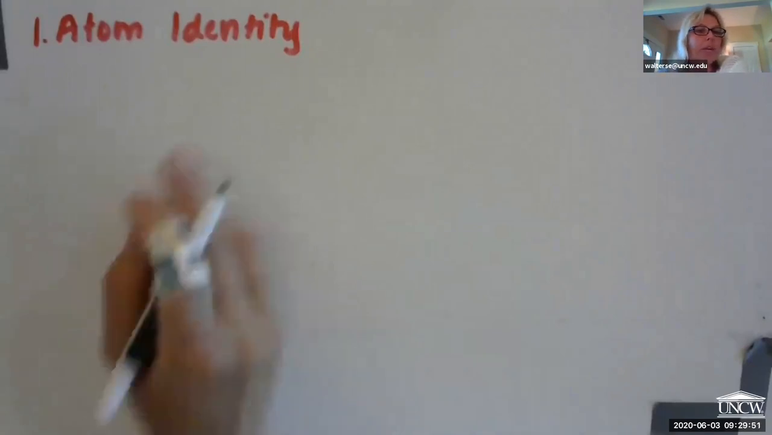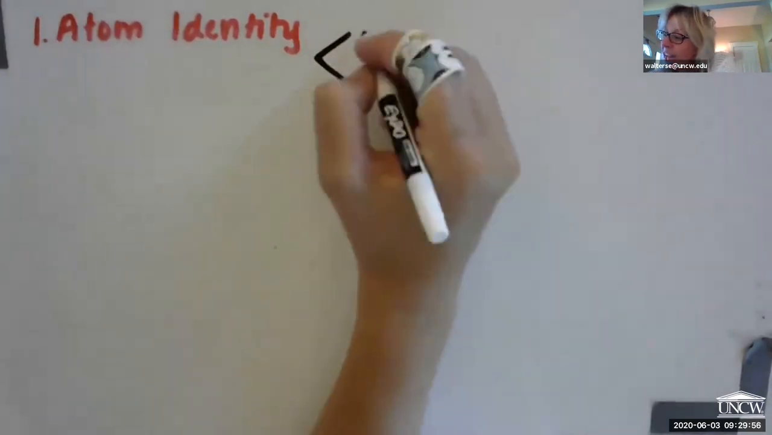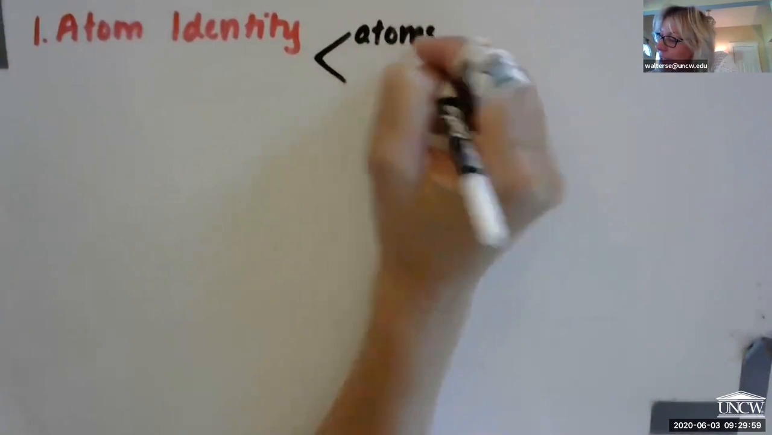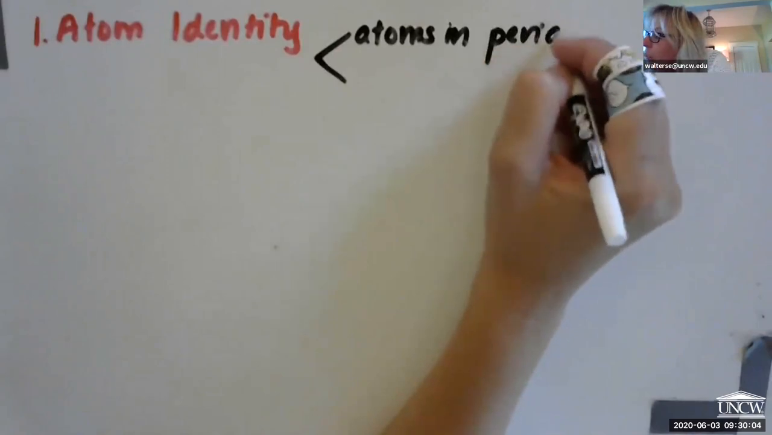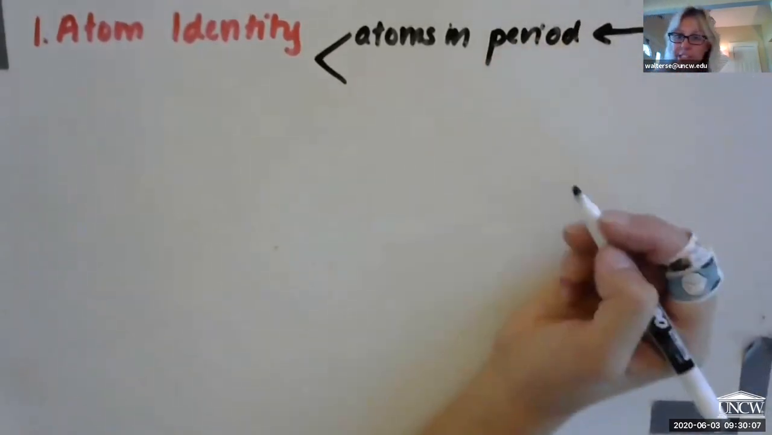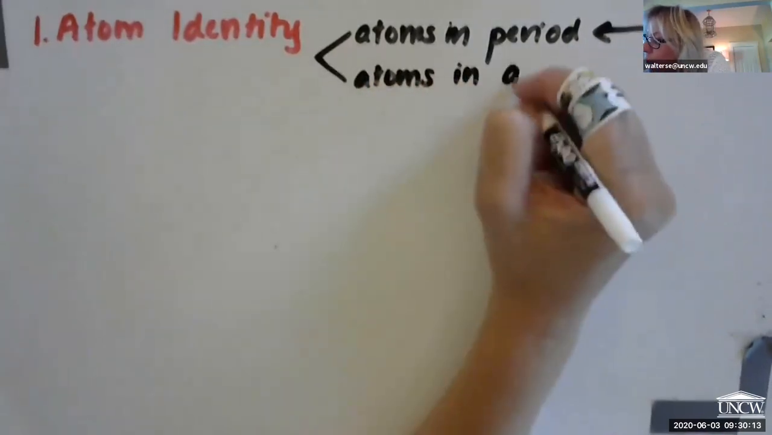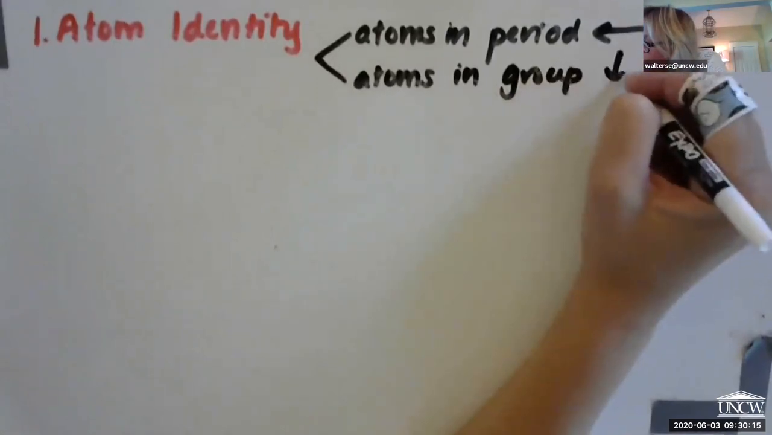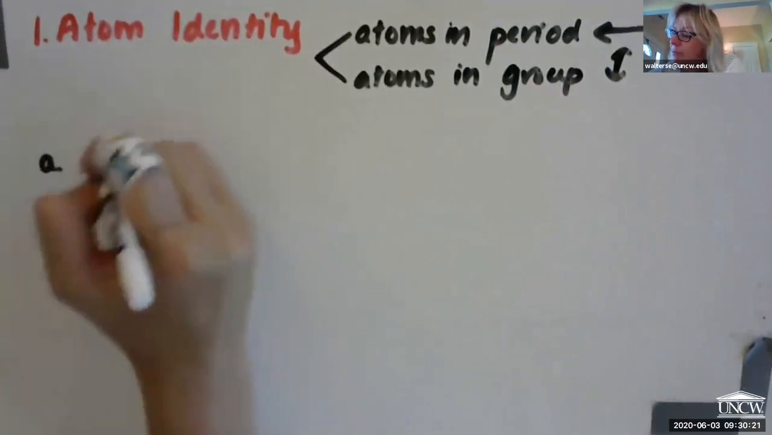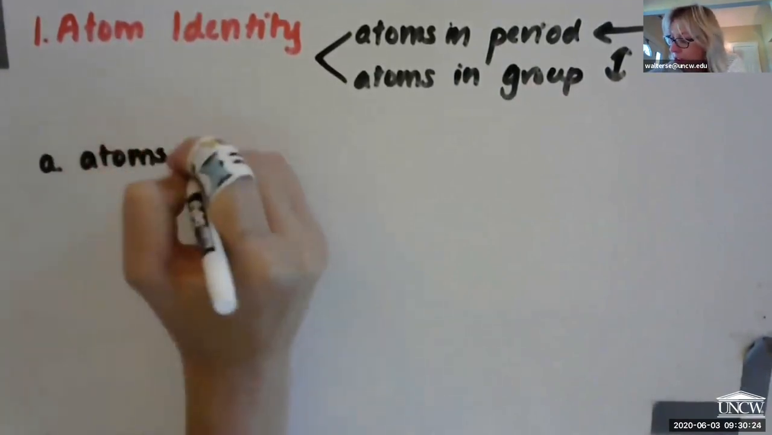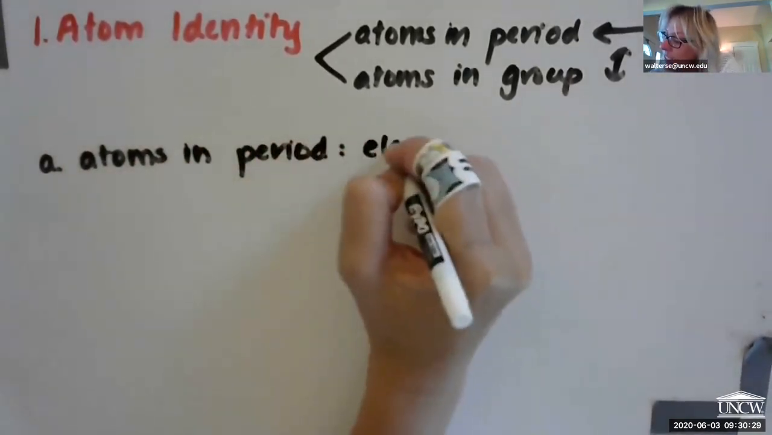So when we use atom identity and we're comparing two atoms, we have to figure out if the atoms are related in the same period, which would be left to right across the periodic table, or if the atoms involved are in the same group, which would be up and down. Okay. So when we look at atoms in the period, the trend we're going to use to help us is electronegativity.